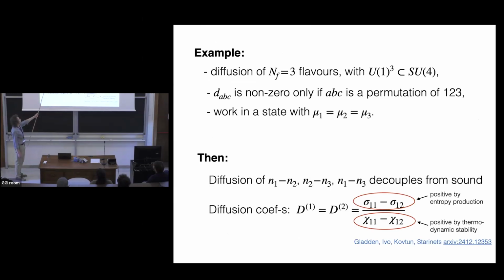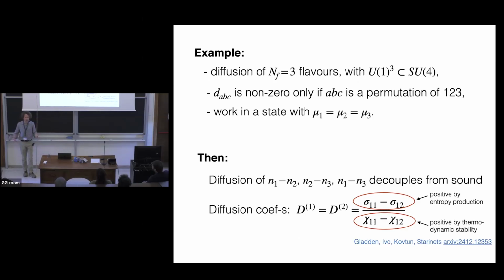Let's choose D_ABC to be only non-zero if ABC is a permutation of 1 to 3. It's a convenient choice for Cartan generators. So you work in a state where all three chemical potentials are equal to each other. And then what you can show quite easily from these hydrodynamic equations, like a three-line exercise, is that the diffusion of the difference of charges decouples from the perturbations of sound.